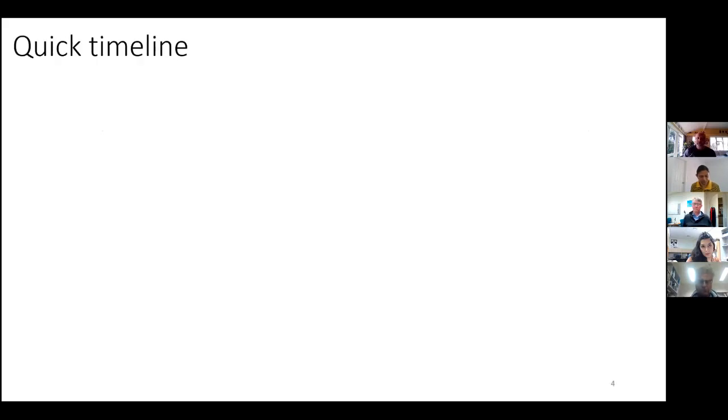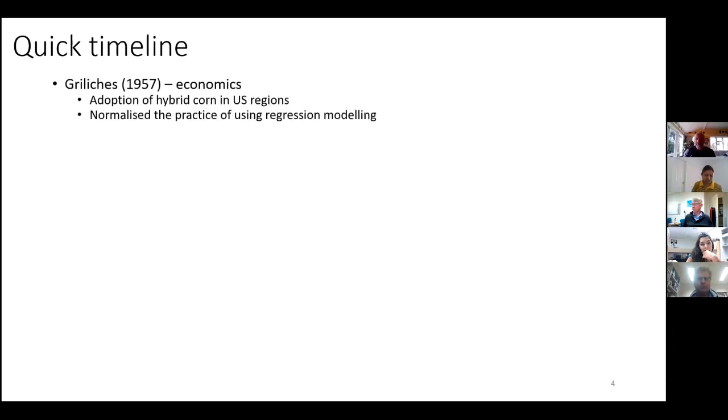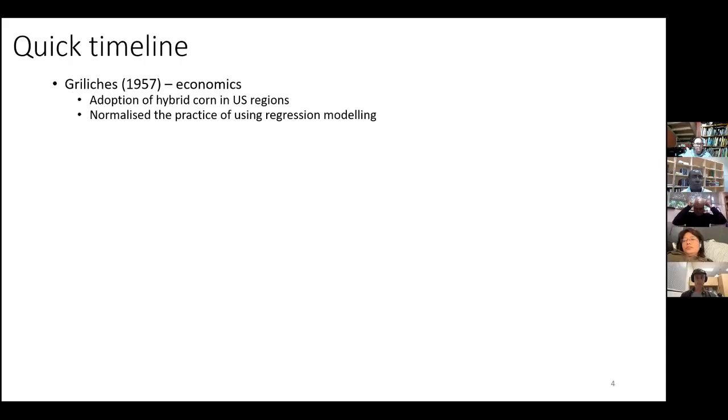So if I want to come back a bit to the actual literature on adoption in agriculture, I would like to give a brief timeline of how I understand things progressed. It all started about the 1950s, and probably the first important piece of research was released in 1957, looking at adoption from an economics perspective. And this study, from my perspective anyway, just normalized the use of regression modeling for studies of adoption.